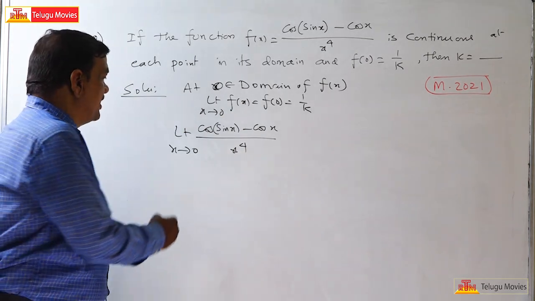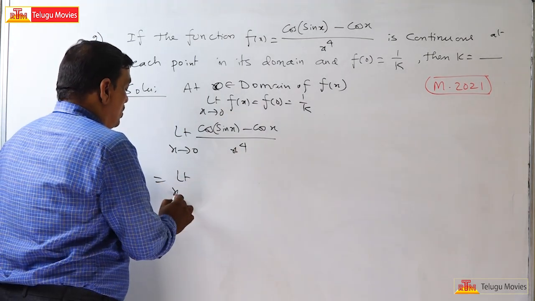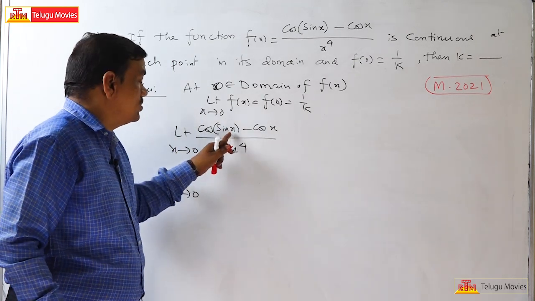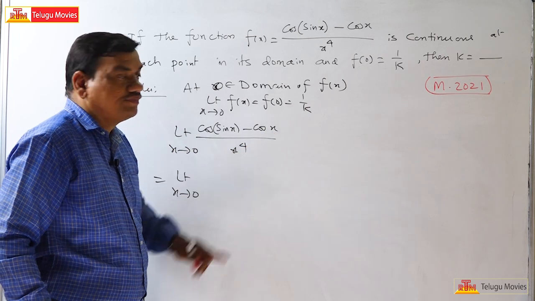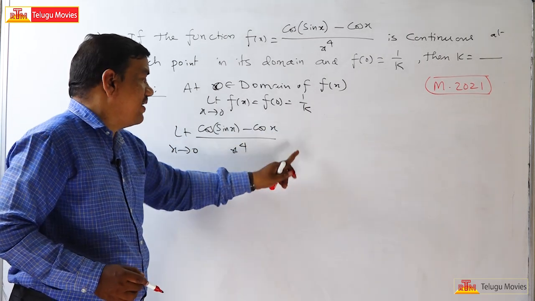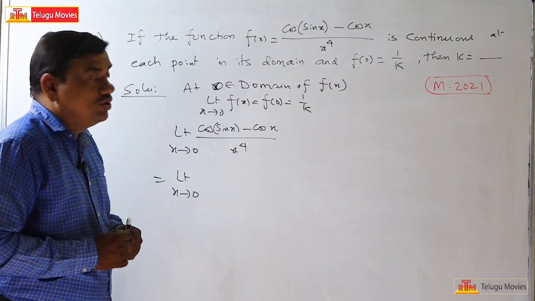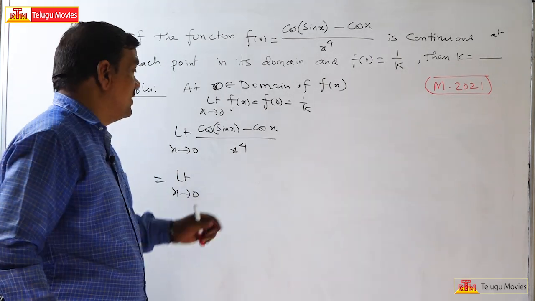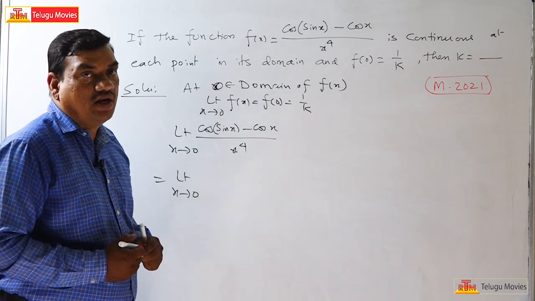Okay, very easy, direct problem. So this is equal to limit x tends to 0. Sin 0 is 0, cos 0 is 1, cos 0 is 1, 1 minus 1, we will get 0 by 0. But don't do the L'Hospital rule. Why? Because here x to the power of 4 is there. Okay? So don't do that.